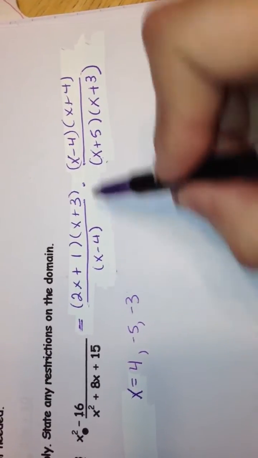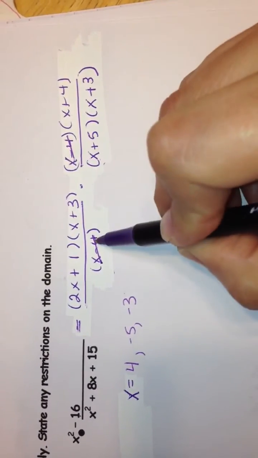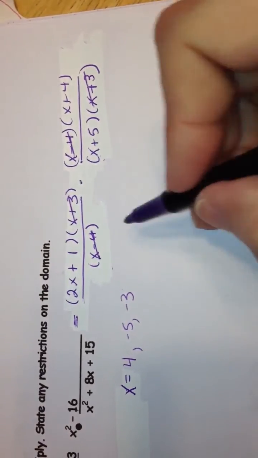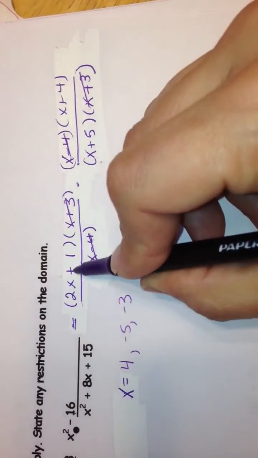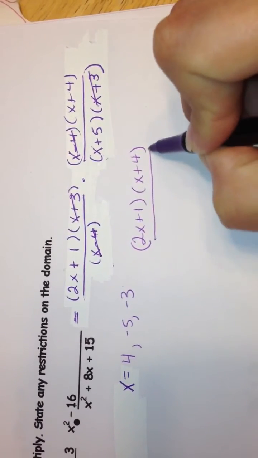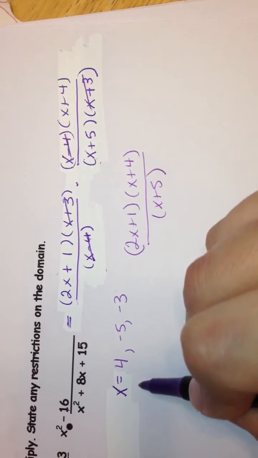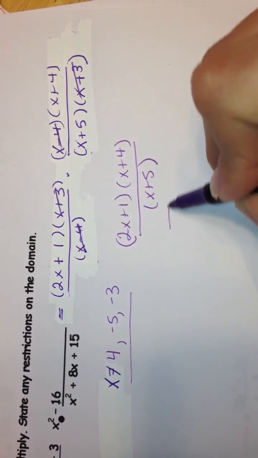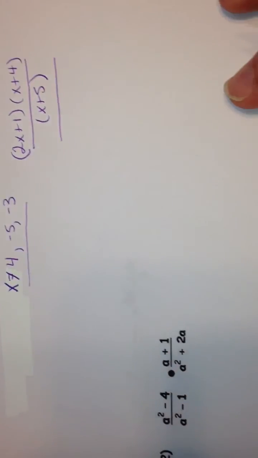And now we'll go back and we'll simplify by canceling out anything common. Anything divided by itself, remember, is 1, so I can simplify those. And that leaves us with 2x plus 1 times x plus 4. And that's all divided by x plus 5. And there's our domain restriction, cannot equal those numbers. And there's our simplified rational expression.